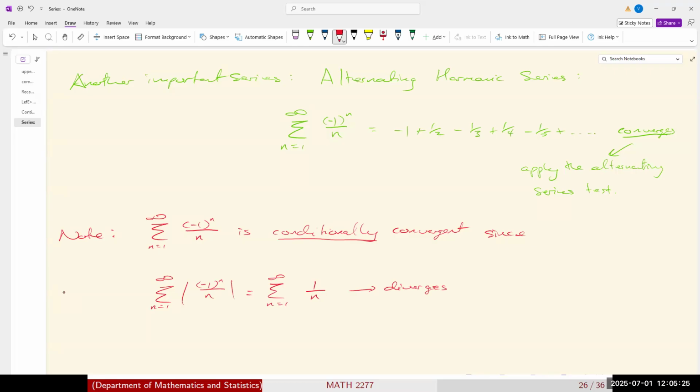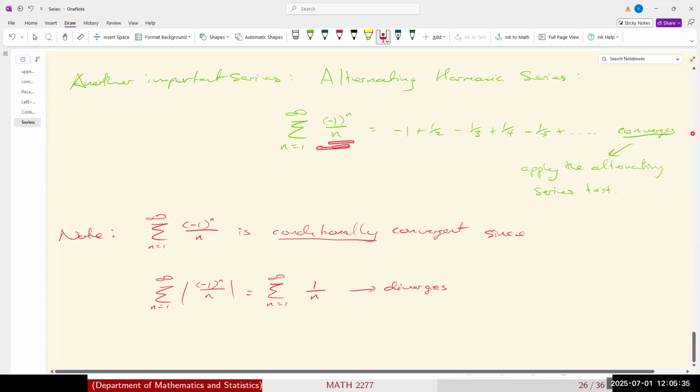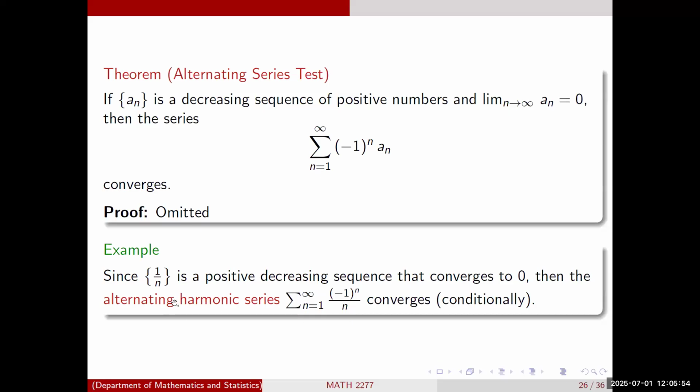And of course, we know this is the divergent harmonic series. So the reason why the alternating harmonic series is conditionally convergent is because the original series converges, but when you take the summation of the absolute value of these terms, you end up with a divergent series, the divergent harmonic series. Remember this one, because if I ask you to give an example of a series that is conditionally convergent, you will give me this one. It's the easiest one.